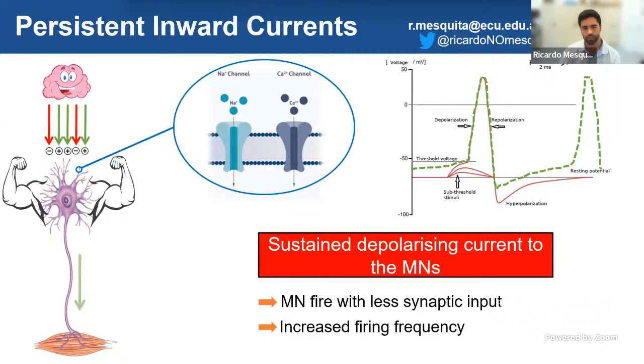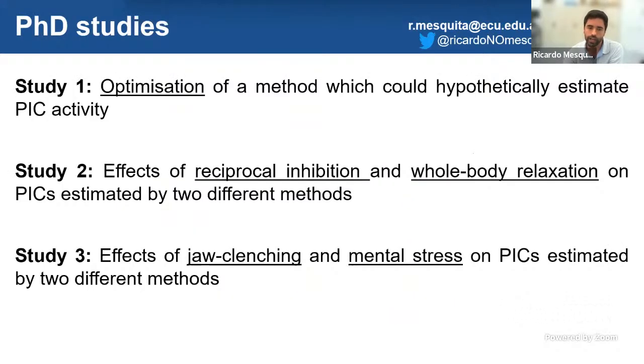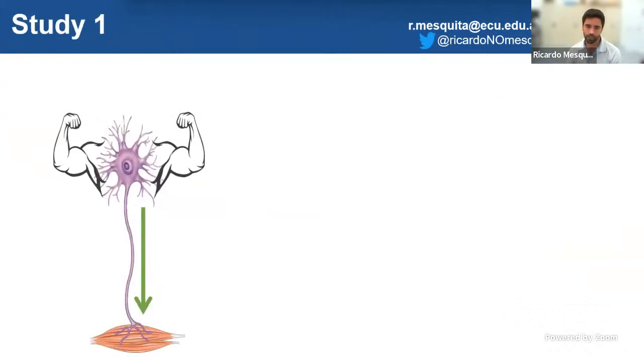So these persistent inward currents, or PICs, are the amplification powers, and they allow a sustained depolarizing current to the motor neurons that we need for both strong contractions, but also prolonged low intensity contractions. So the overall aim of my PhD project was to elucidate how we can estimate and how we can modulate or change the contribution of these persistent inward currents to motor neuron firing. Today, I'll be summarizing the main findings of 3 studies that were included in my PhD thesis. Initially, we tried to optimize a method which could hypothetically estimate PIC activity in humans. So let's start with that.